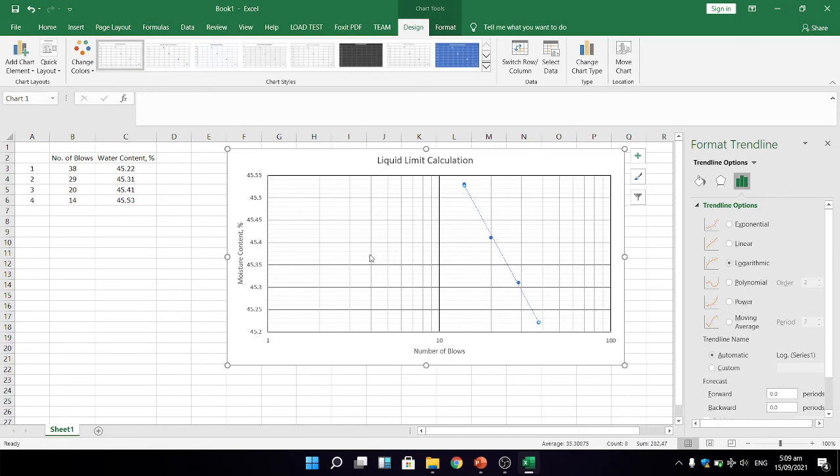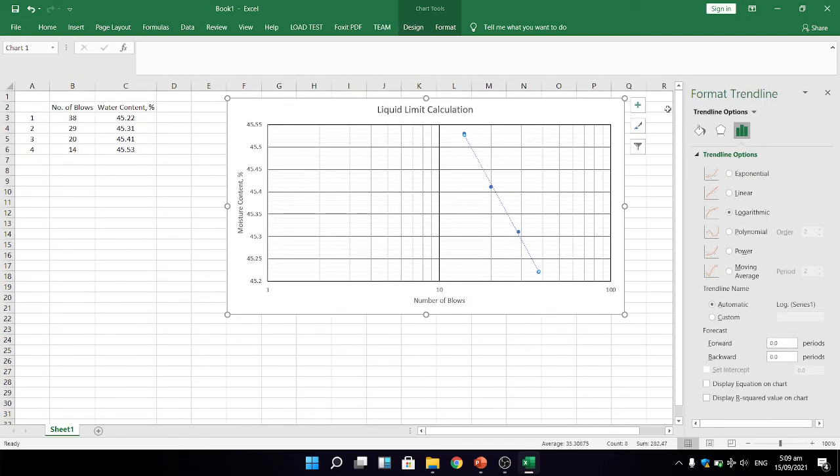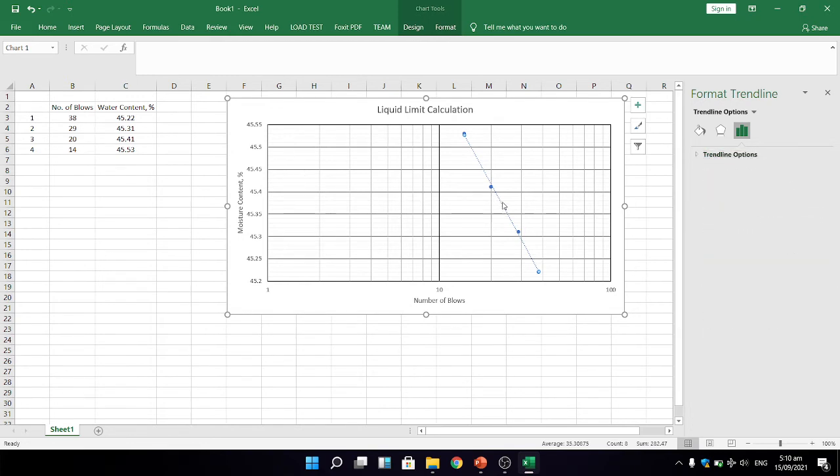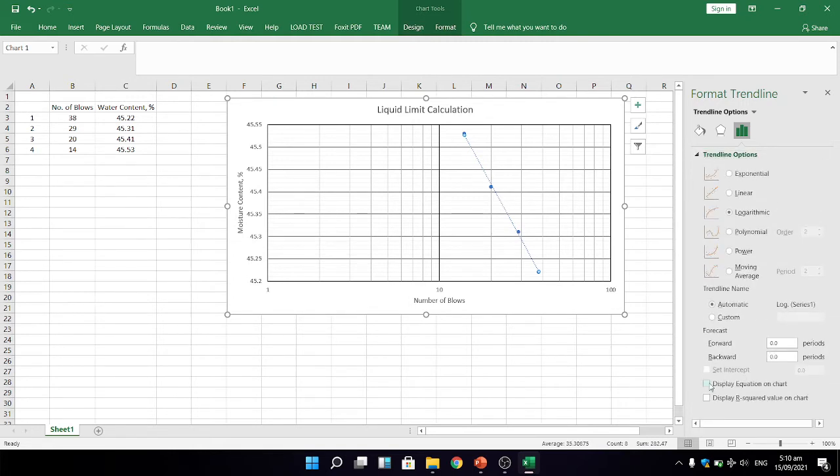So the liquid limits are now plotted in the semi-logarithmic graph, or rather the moisture contents versus number of blows. So we will have to determine the water content at exactly 25 blows. In order to determine that, display the equation for the trend line.